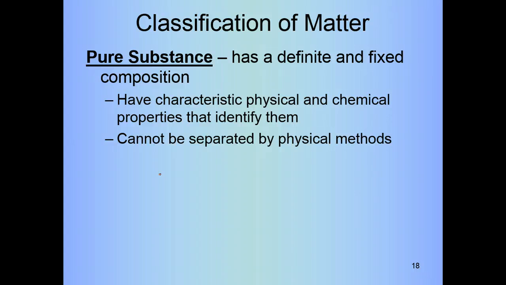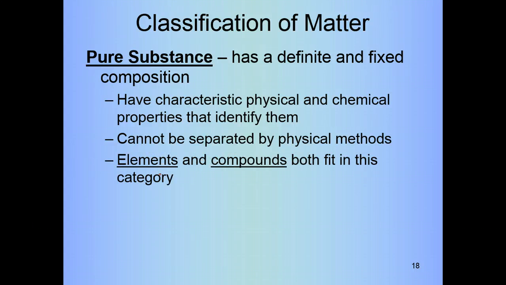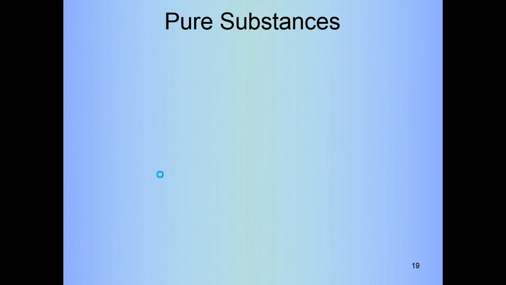There are actually going to be two categories of pure substances. Those are elements and compounds, and we'll define those momentarily. But elements and compounds cannot be broken down by physical methods, and we'll talk about what I mean by physical methods later on. Those two things cannot be broken down any further. So let's take a closer look at elements and compounds.